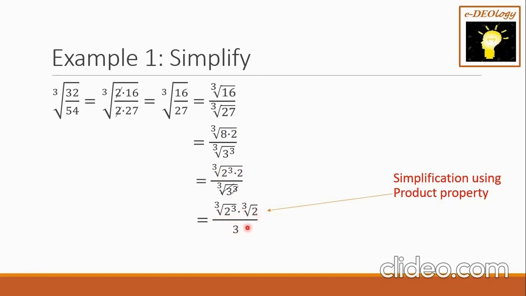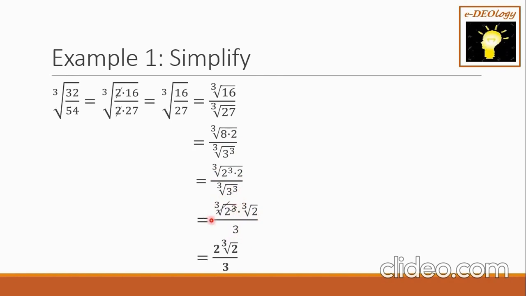Then in the denominator, we can simplify by cancelling the radical and the power 3, so only the base 3 will come down. In simplifying the first term in the numerator, we cancel the radical and the power of 3. Only the base 2 will come down, multiplied by the cube root of 2, all over the denominator 3. So this is our final answer.